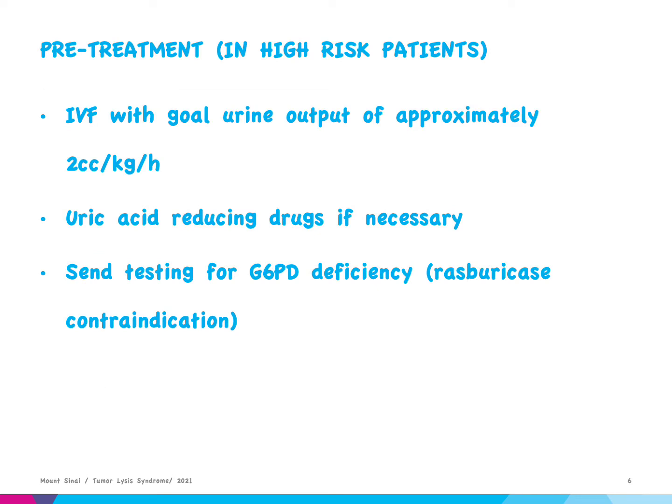And so we talked a little bit about how it's preventable. You can pre-treat the high-risk patients. Like we already mentioned, there are some conditions that put patients at high risk of developing this condition. And so for these patients, you give IV fluids, and you should aim for a goal urine output of approximately 2 cc's per kg per hour. You can use uric acid reducing drugs if necessary. You should send testing for G6PD deficiency, because this is a contraindication for rasburicase. Of course, it is also contraindicated in pregnant women.